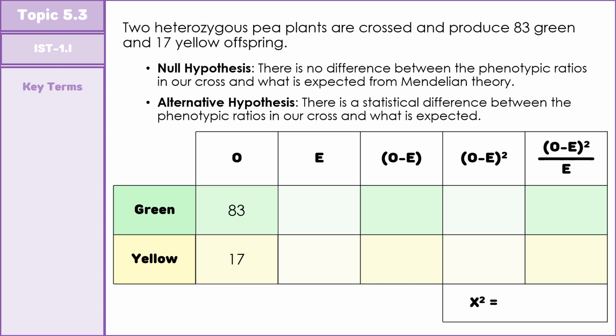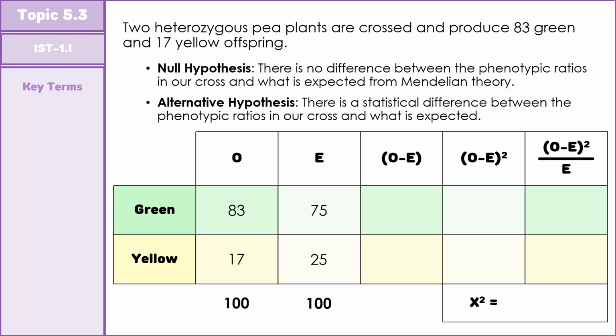So how do we get how many expected do we need? First thing that we want to do is to add up the values that we've observed. So here we have 100 individuals. And so I would also expect to have 100 individuals. And then I'm just going to establish my 3:1 ratio there. So I would expect 75 green for 25 yellow. That's my 3:1 ratio.